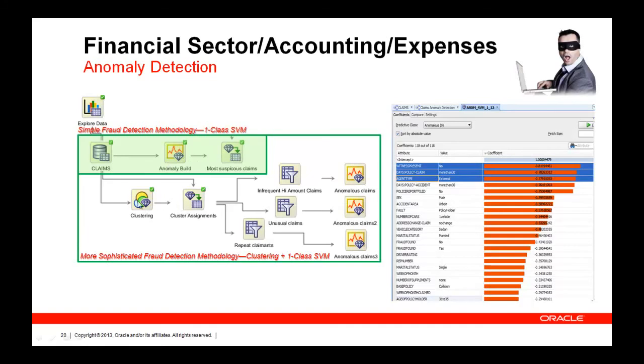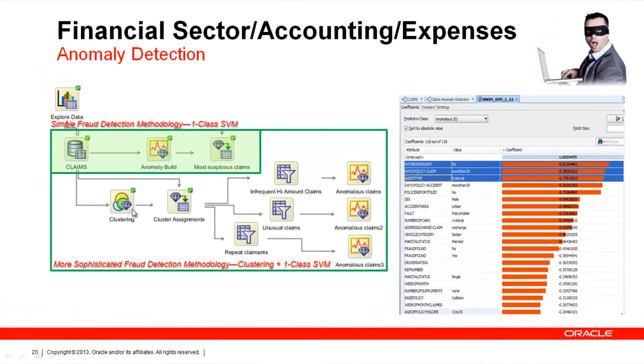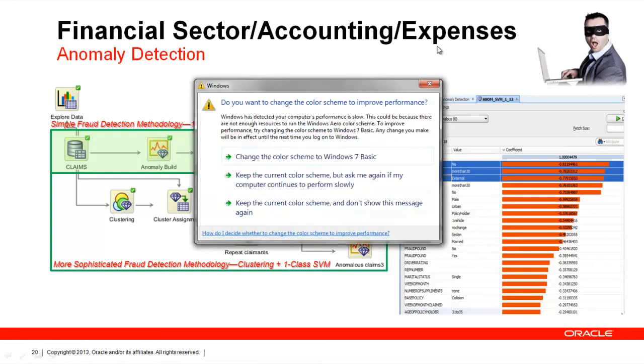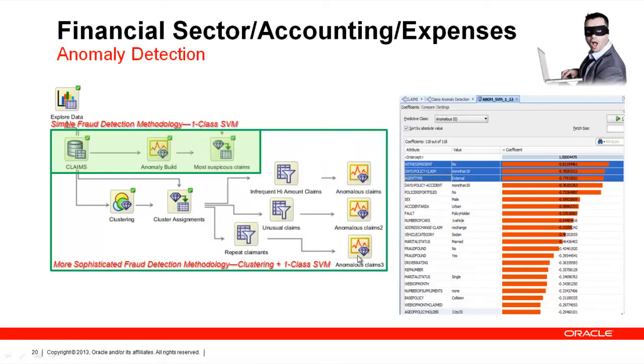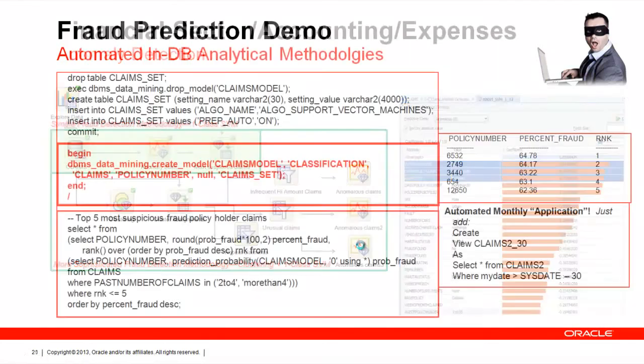But here's another concept. We do a clustering model and we assign the records to more homogeneous subpopulations, and then for each of those different subpopulations, like infrequent high amount claims or repeat claimants, we build separate anomaly detection algorithms on each of those and then flag those records.